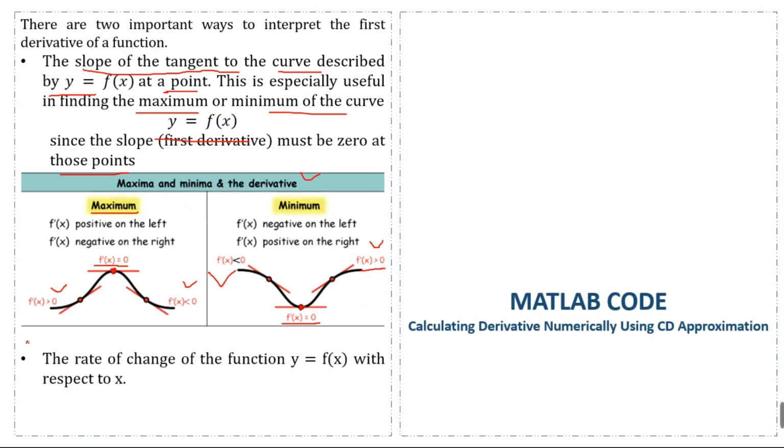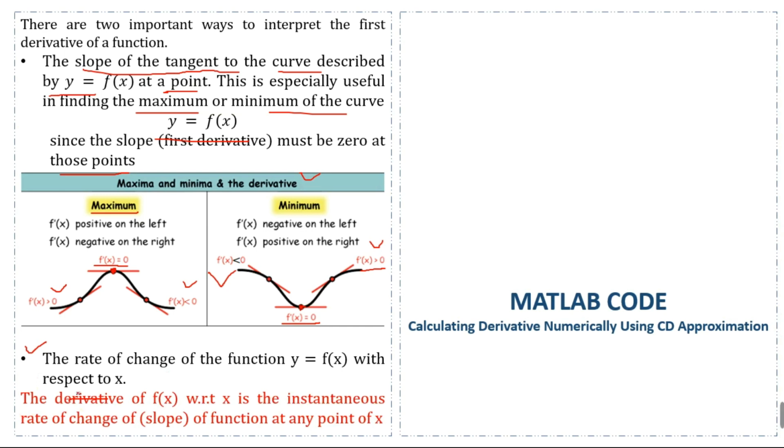The rate of change of a function with respect to x, this is the definition of derivative. The derivative of a function f of x with respect to x is the instantaneous rate of change of slope of the function at any point. Here we can see that the slope of the function changes with respect to x. As x changes, the slope also changes. Here also we can see that the slope changes.